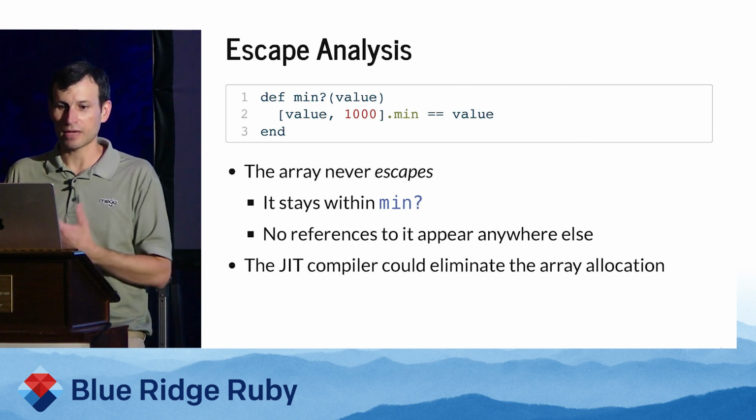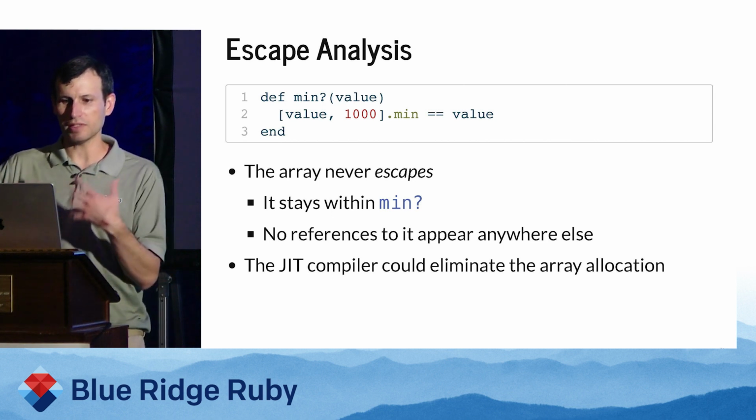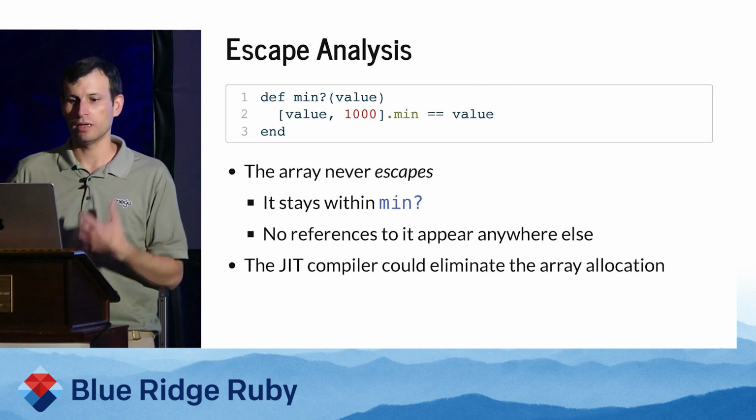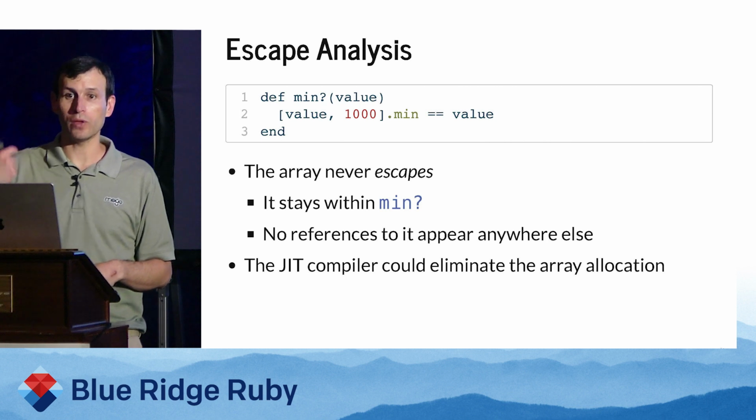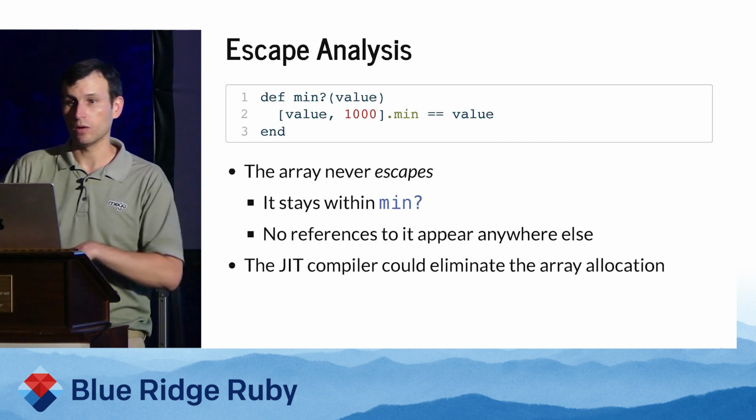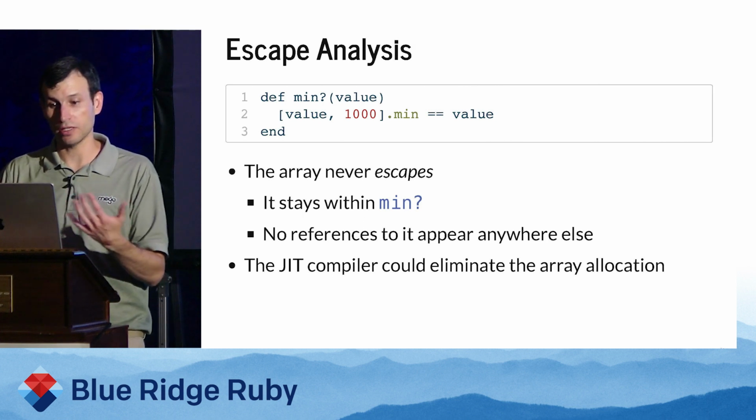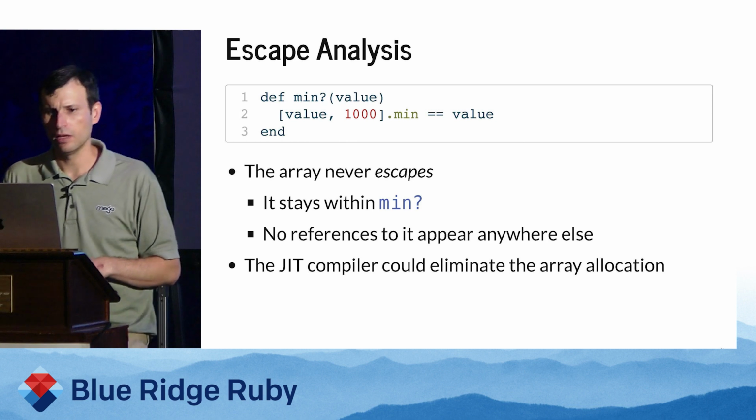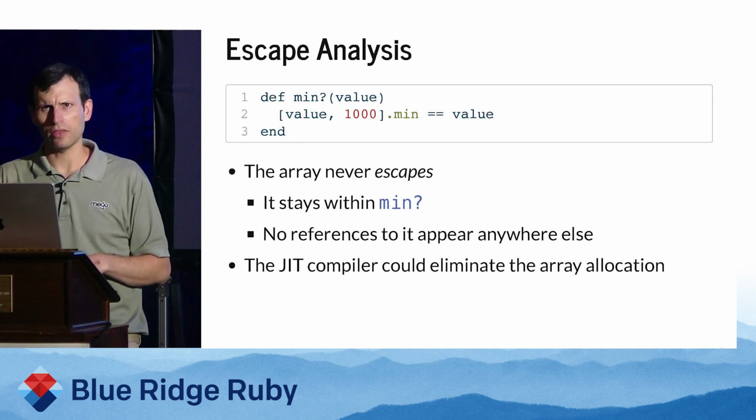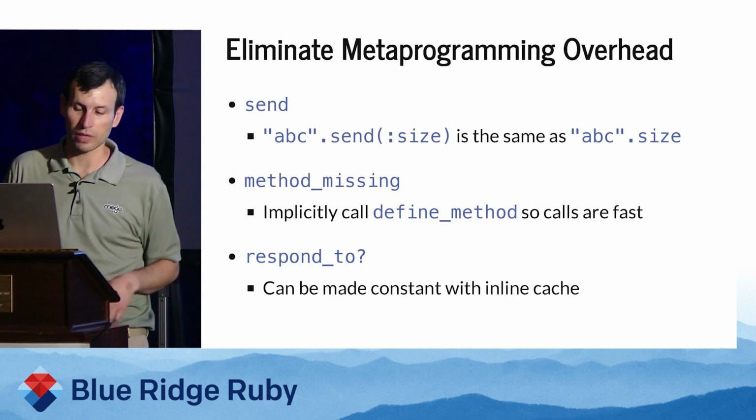This array is never returned. It doesn't get passed to any other function, so it doesn't escape. It stays within this method that we're compiling. And the JIT compiler can go, okay, well then we don't actually need the array. We can eliminate the allocation and perform the operation, but you don't pay the overhead of allocating that object. And I think C Ruby just added some YARV instructions to do something similar, so that'll work in the interpreter as well.